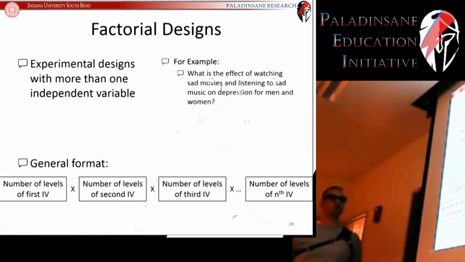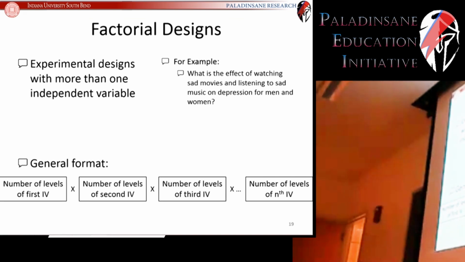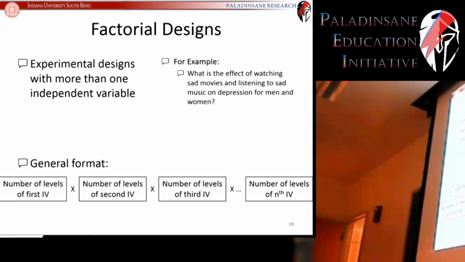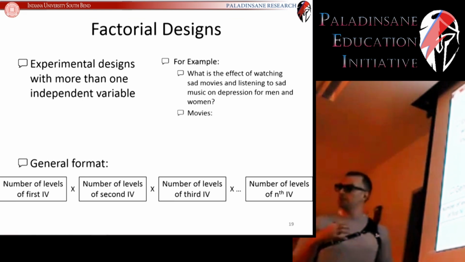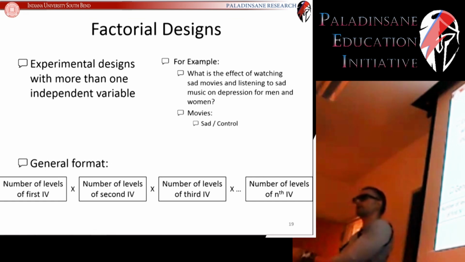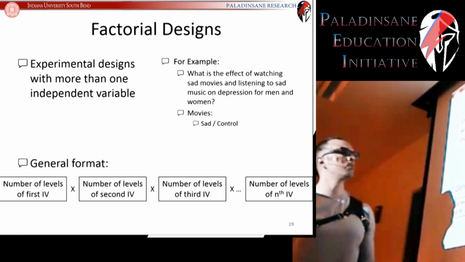The other example we suggested here: what is the effect of watching sad movies and listening to sad music on depression for men and for women? In this case, we got 3 variables. We want to know what is the effect of movies, sad versus control. So half of the subjects are shown a sad movie, half of the subjects are shown a control movie.